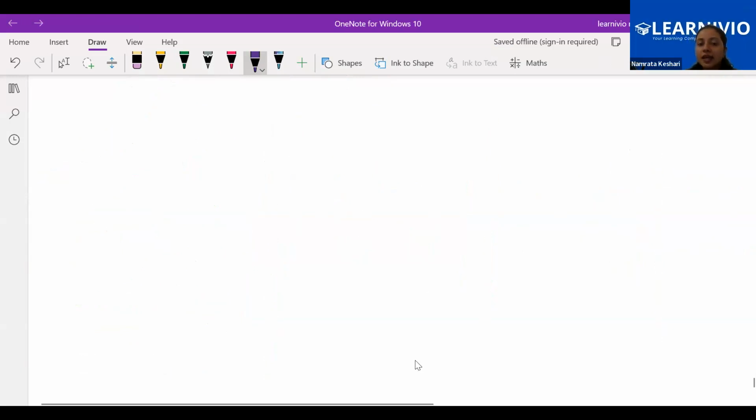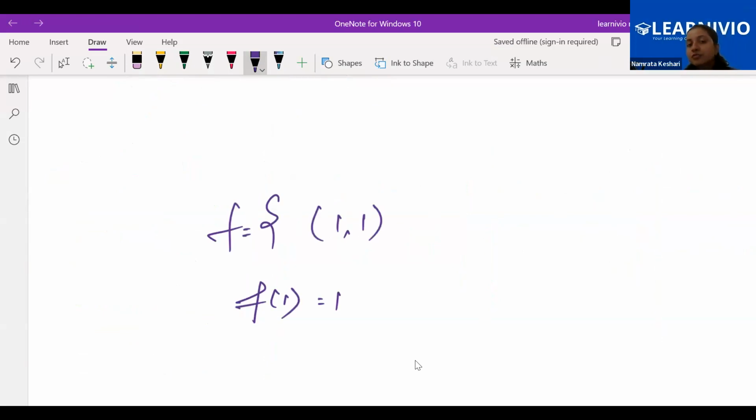Can we say that f of 1 is 1? Because in the function, the set which is defined already, the ordered pair (1, 1) is there. So can we say when x is 1, then y is also 1, or f of 1 is 1? Can we say, Ali? Yes, ma'am, we can say that.